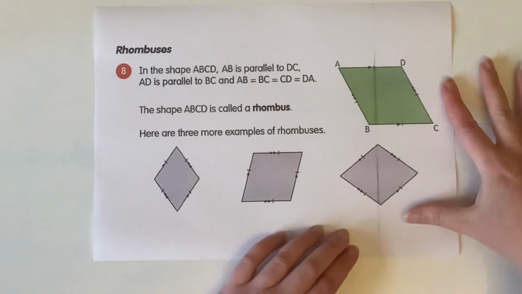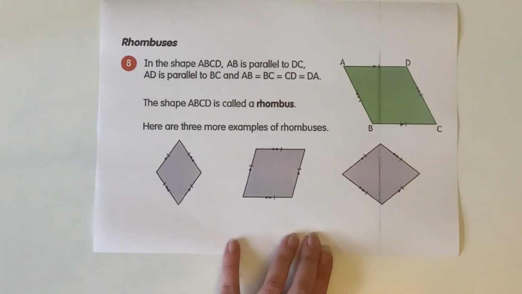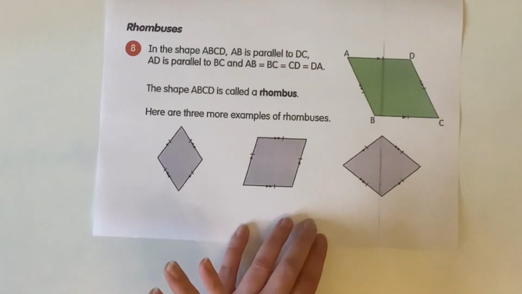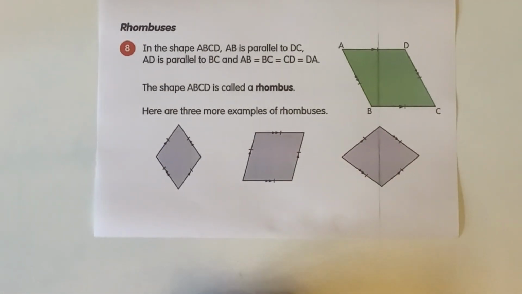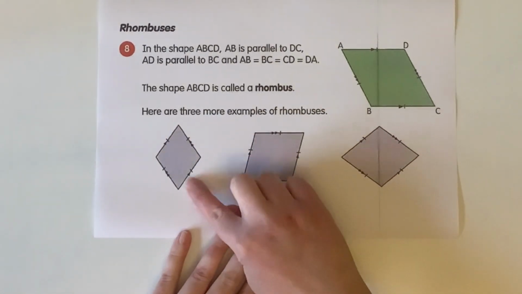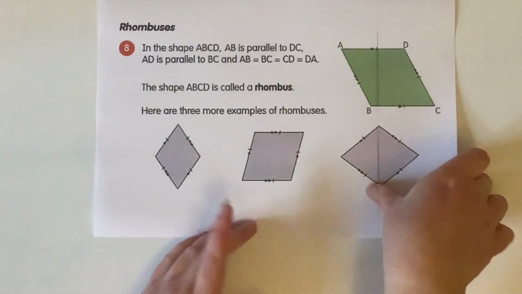So this is an example of a rhombus, and we've got 3 more examples here, because just like parallelograms, rhombuses can look a little bit different sometimes, but they always have 4 sides that are equal in length and have 2 sets of parallel sides. So this side is parallel to this side, this one to this one, and the same throughout here.